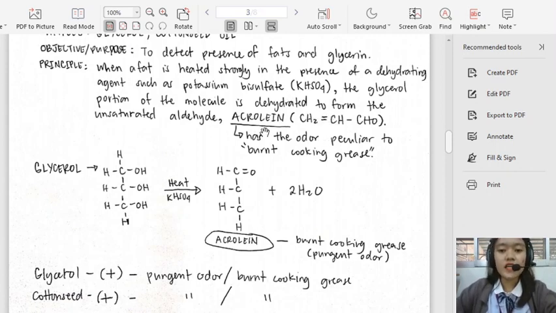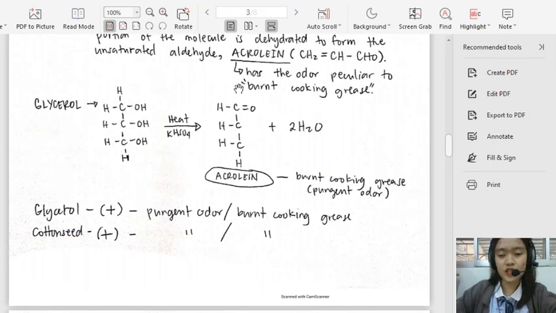Okay, so your acrolein, ang kanyang characteristic, it has the odor peculiar to burnt cooking grease. Yan yung naaamoy mo. So, yan yung pungent odor na nagpo-form. Okay, because your acrolein has a specific pungent odor. Okay, so ito yung reaction niya, general equation or reaction.